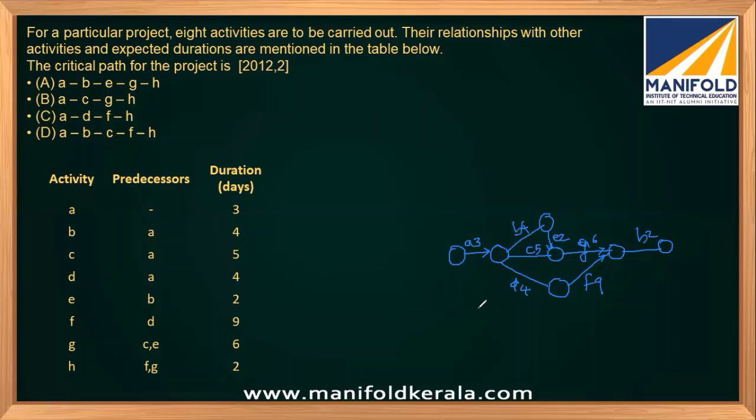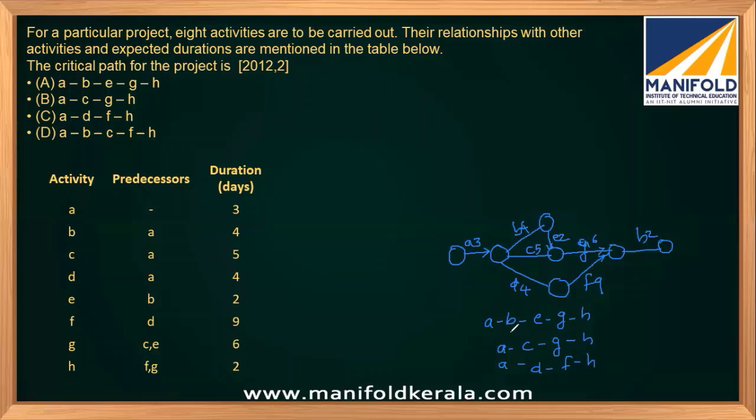Now just list down the paths. So A, B, E, G, H, then A, C, G, H, then A, D, F, H. I think that's it.